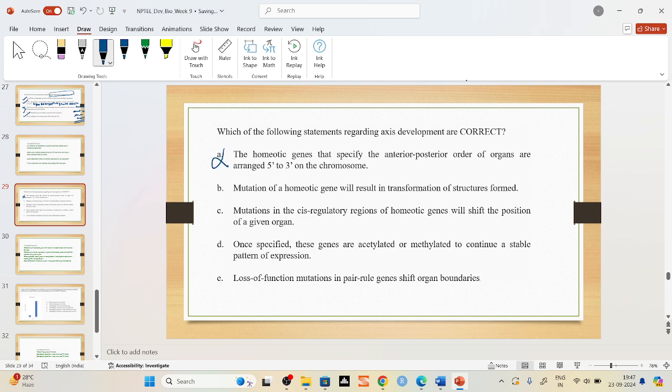Then mutation of a homeotic gene will result in transformation of structures formed. Is this a correct statement or not? It is a correct statement. Why it is a correct statement? Think, what is the function of homeotic genes? First of all, tell me what are homeotic genes and what is their function?